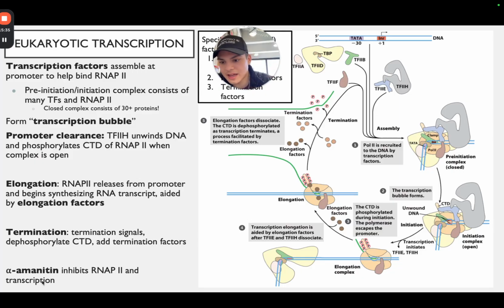And then alpha-amanitin just basically inhibits RNA polymerase II and transcription. Just something that you guys should know. I think this was tested my year, but the year after, I don't think it was.